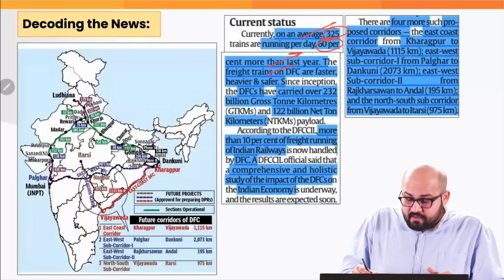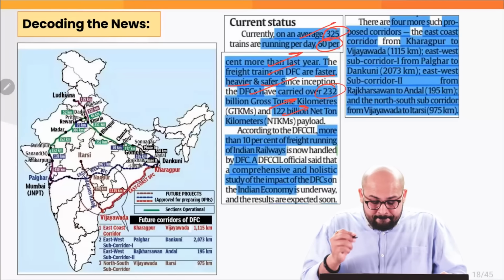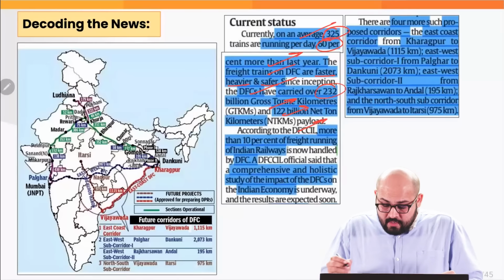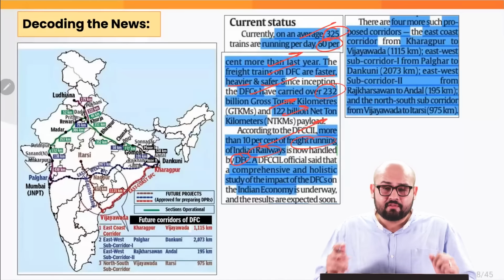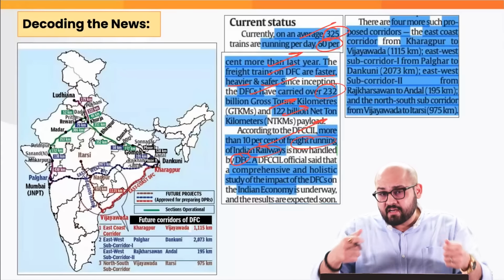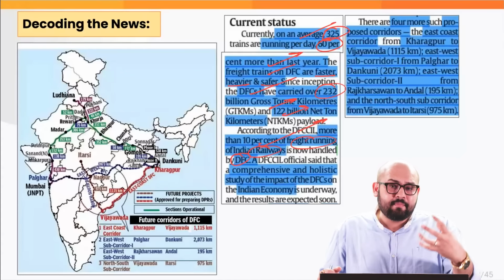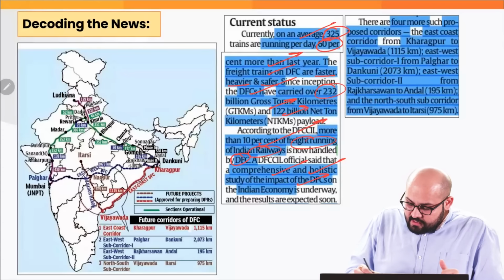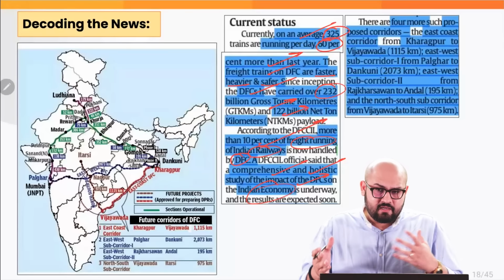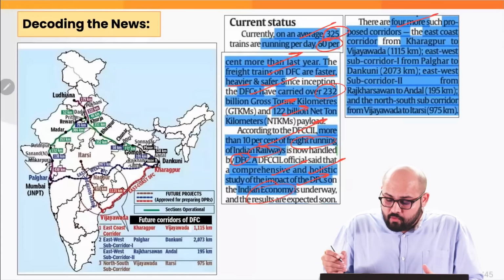The freight trains on the dedicated freight corridors are faster, heavier and safer. DFCs have carried over 232 billion gross ton kilometers and 122 billion net ton kilometers. According to DFCCIL, more than 10% of the freight running of Indian Railways is now handled by DFCs. Now, this is a good number. So you have dedicated freight corridors handling 10% of the overall freight, right? A comprehensive and holistic study of the impact of DFCs on the Indian economy is yet to be done, right? So we have 4 more proposed corridors.